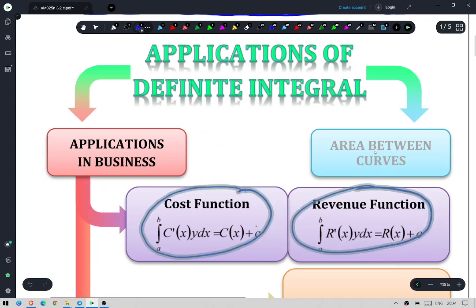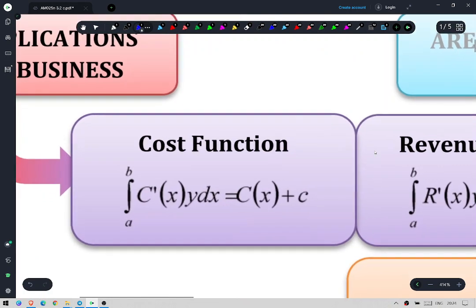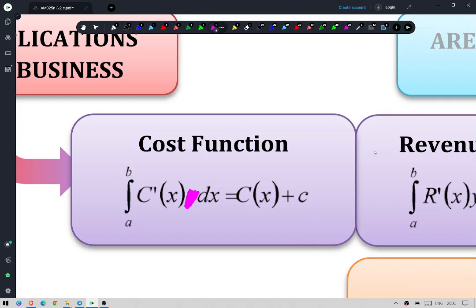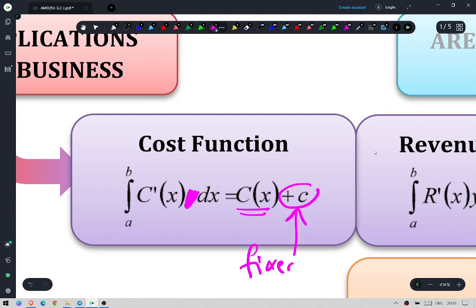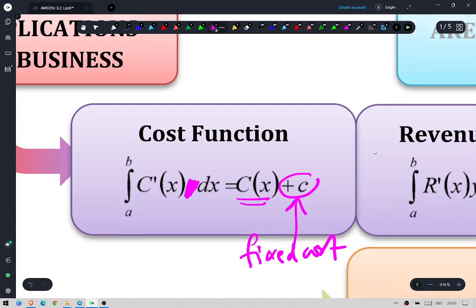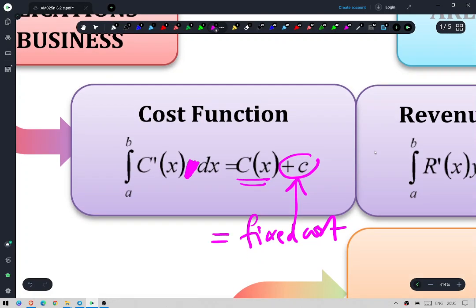So we can integrate cost function, as you can see here, if we integrate marginal cost, C prime, with respect to X, we can get cost function plus C. This is what we call fixed cost. Fixed cost also happens when C(0). So over here is fixed cost.